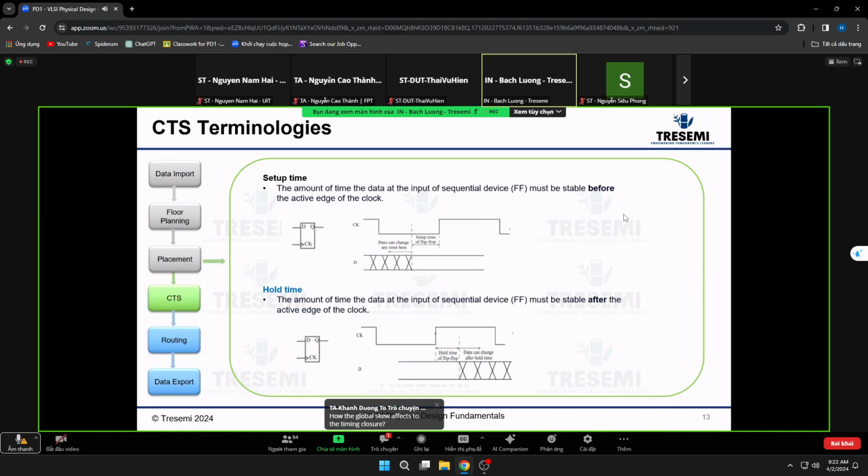So to summarize, for a flop or sequential cell to operate correctly, you have to meet both setup and hold time requirements, right? If you go into the library data for the flop, you see both setup and hold time requirements for them.